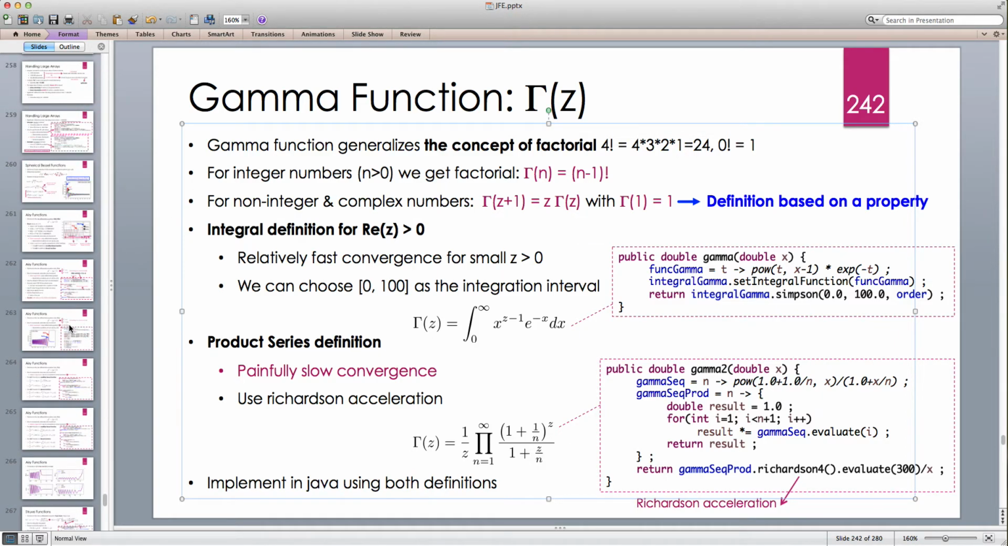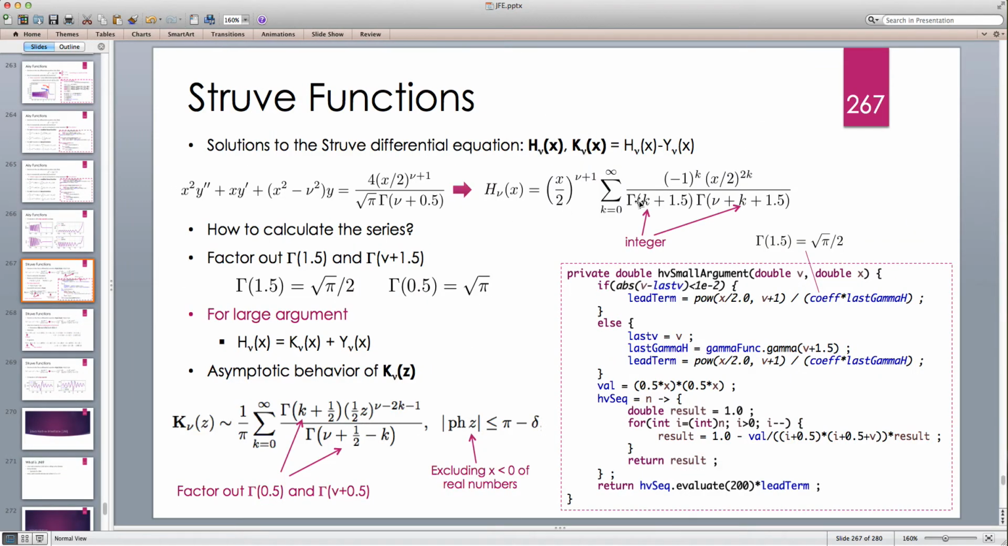So knowing this, it's very easy to factor out gamma of 1.5 from the denominator and bring it out of the sigma, and also gamma of nu plus 1.5, and then recursively construct the series, right? So how to calculate the series? Factor out gamma of 1.5, which we already know the exact value is square root of pi over 2, and gamma of nu plus 1.5, all right?